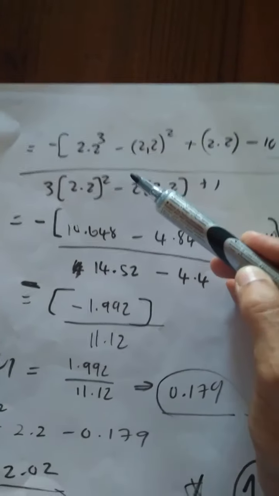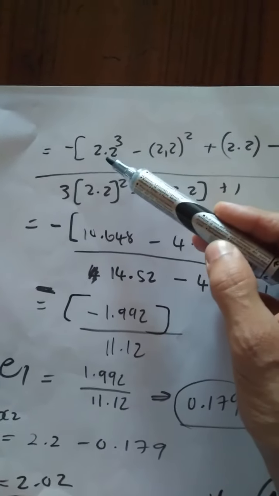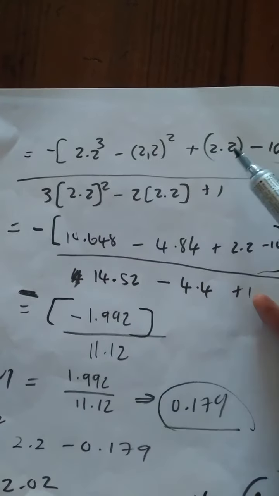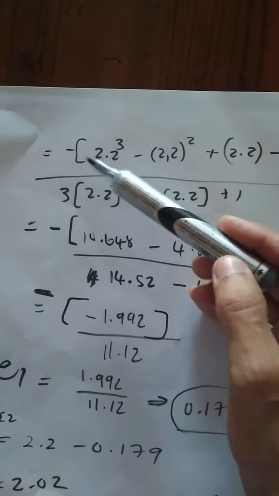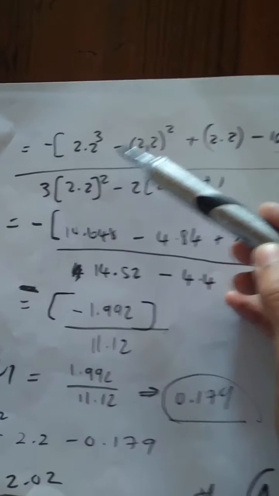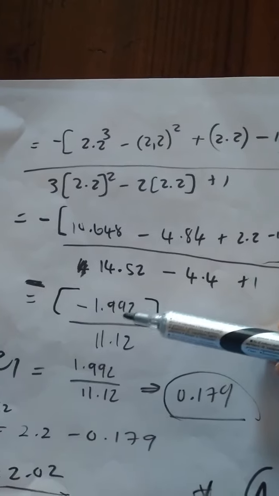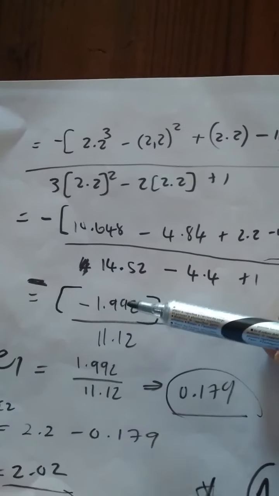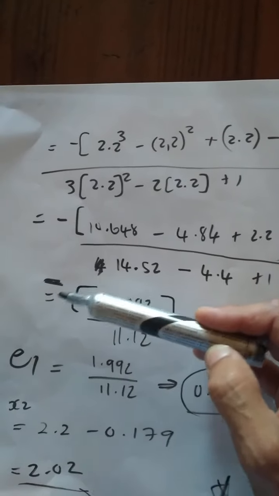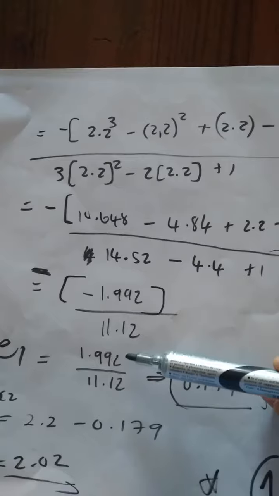So the first part of your memo, for x1 they use 2.2. Now, when you substitute that in the equation, there's 2.2. The mistake that they made was there's a negative outside the bracket. So the value that you get after you substitute it in, you end up with minus 1.992. But then the memo made a mistake. There's a negative outside. So when you multiply the negative, you end up with error 1 is 1.992 positive.